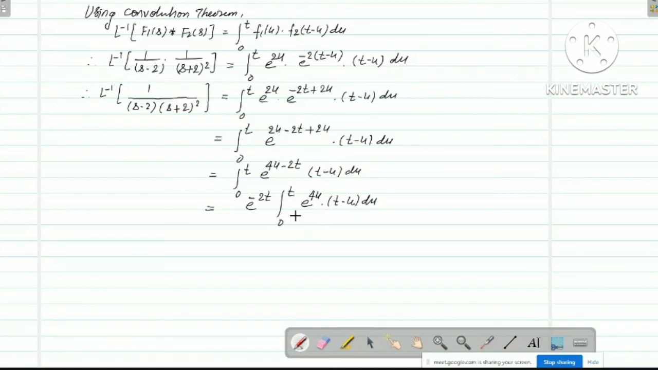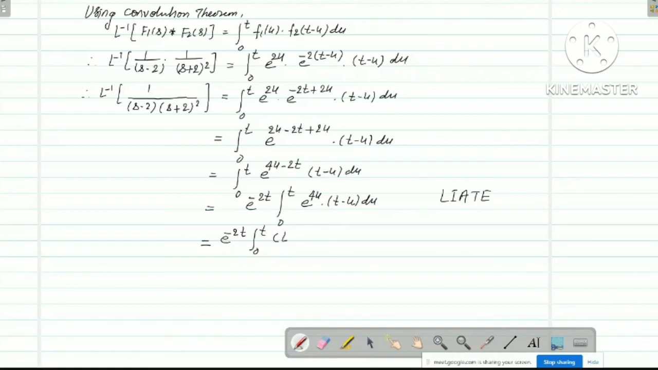Now before integrating we arrange the terms in LIATE form. So LIATE means what? L for logarithmic, I is inverse, A is algebraic, T is trigonometric, and E is exponential. Just observe this. Algebraic function comes first and exponential later. So we interchange this. So this equals e raised to minus 2t, integration of limit 0 to t.